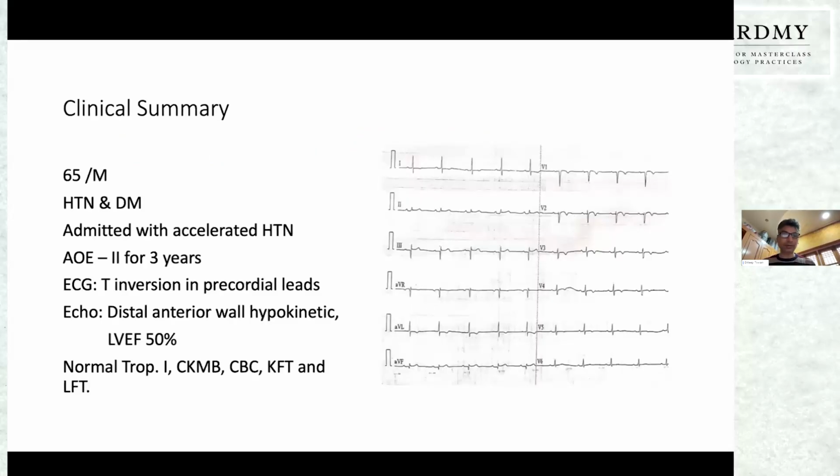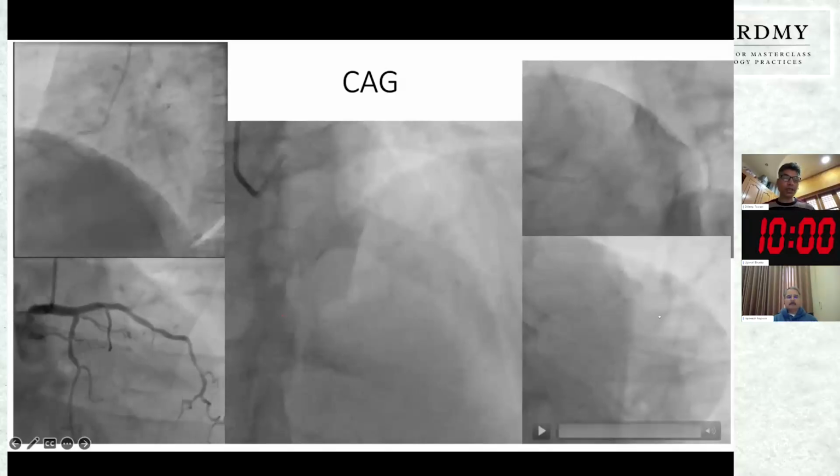So, in brief summary, he is a 65-year-old gentleman. He was having history of hypertension, diabetes, and he was admitted with accelerated hypertension. On history taking, he was also having angina on exertion class 2 for the last 3 years. ECG showed T inversion in the precordial leads, as you can see, and echo showed distal anterior wall mildly hypokinetic with ejection fraction of 50%. His blood parameters were normal, and this was the angiogram.